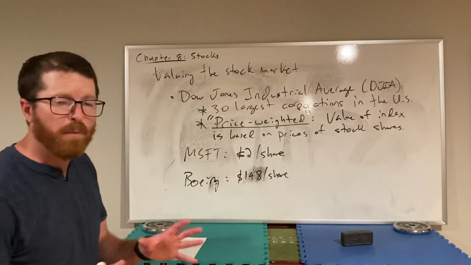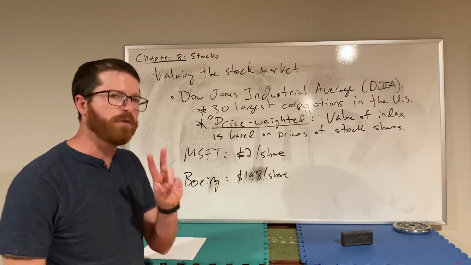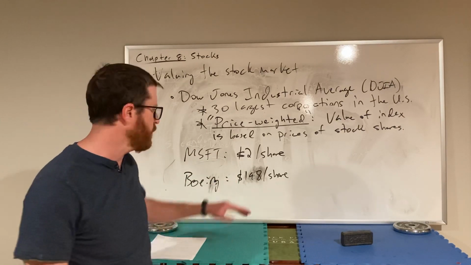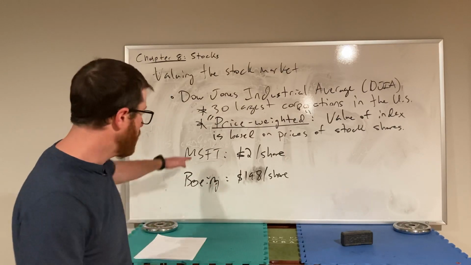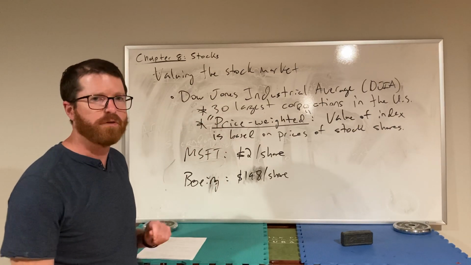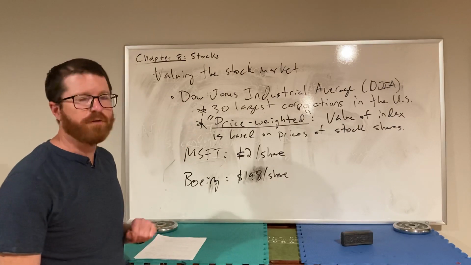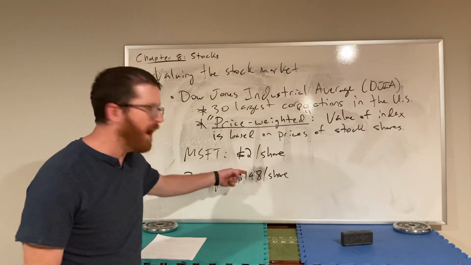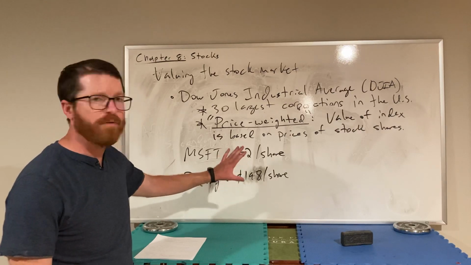Now, what you probably know is Microsoft is a much bigger company than Boeing. Microsoft is one of the two largest companies in the United States. It's worth about $2 trillion in total value. Boeing is also a big company. If I'm not mistaken, Boeing is also part of the Dow Jones Industrial Average. The problem with the way the Dow Jones Industrial Average is set up is these prices, which are really arbitrary, are going to drive the index.